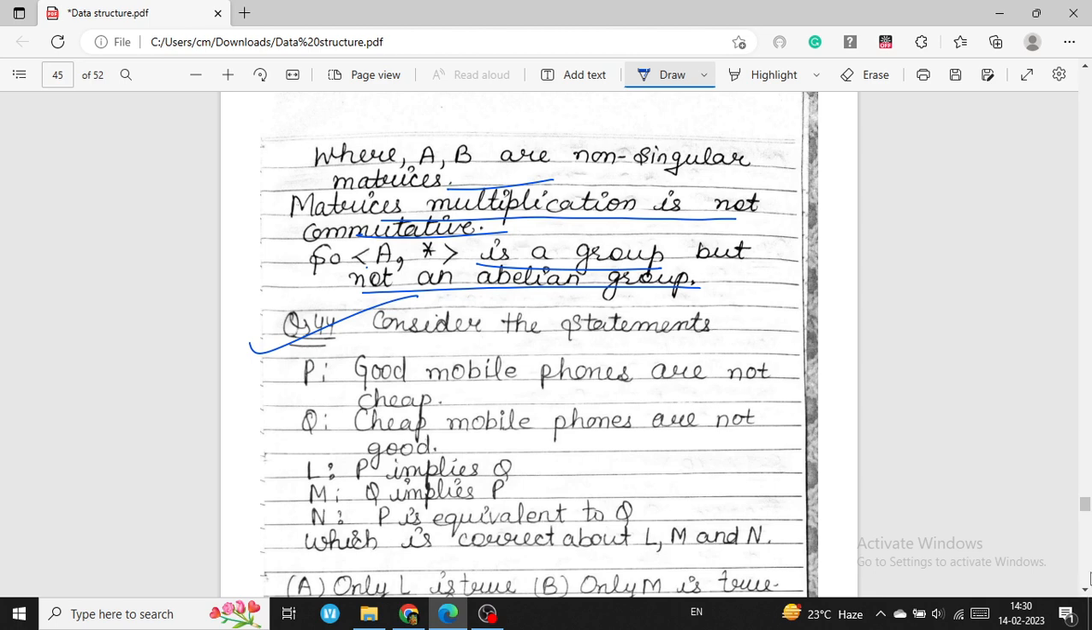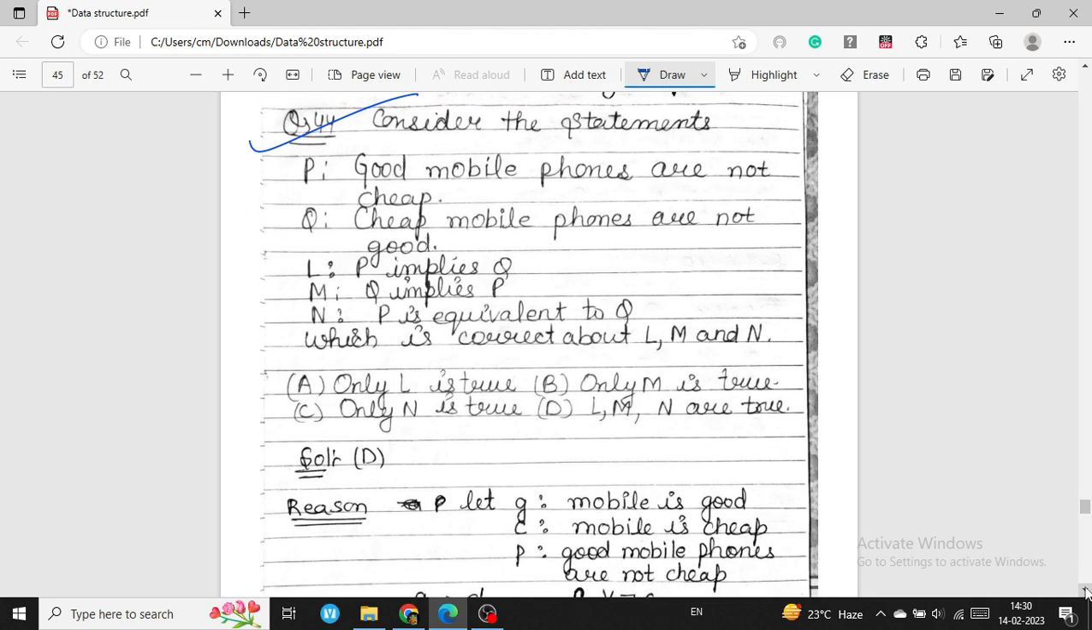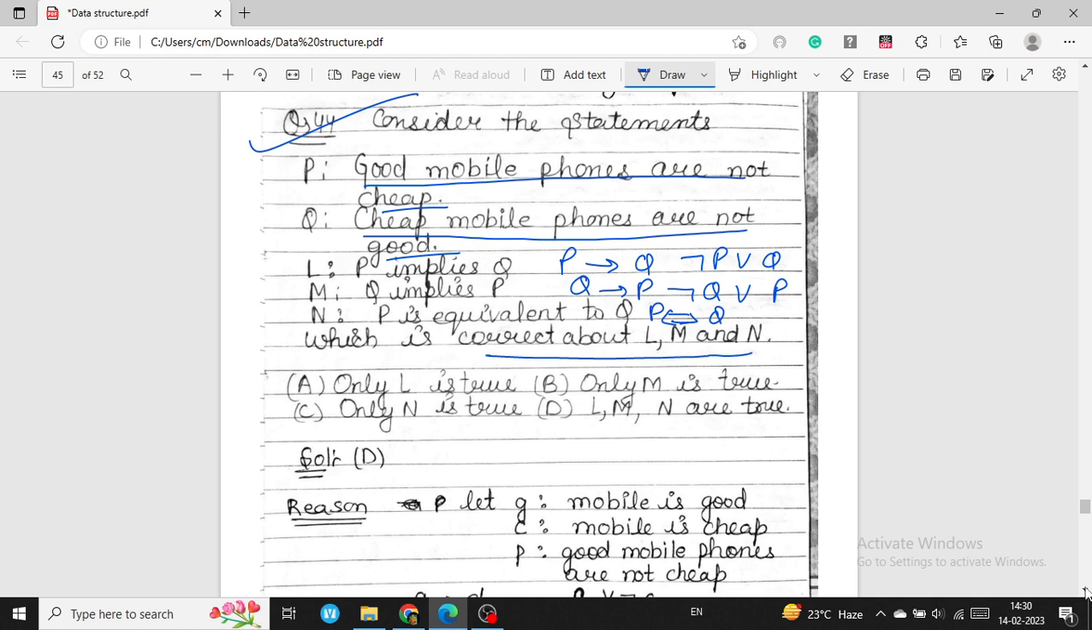Next question is, consider the statements. P: good mobile phones are not cheap. Q: cheap mobile phones are not good. L: P implies Q, that means not P or Q. M: Q implies P, means not Q or P. N: P is equivalent to Q. Which is correct about L, M, N? Its answer is L, M, N all are true, because the reason is given below.